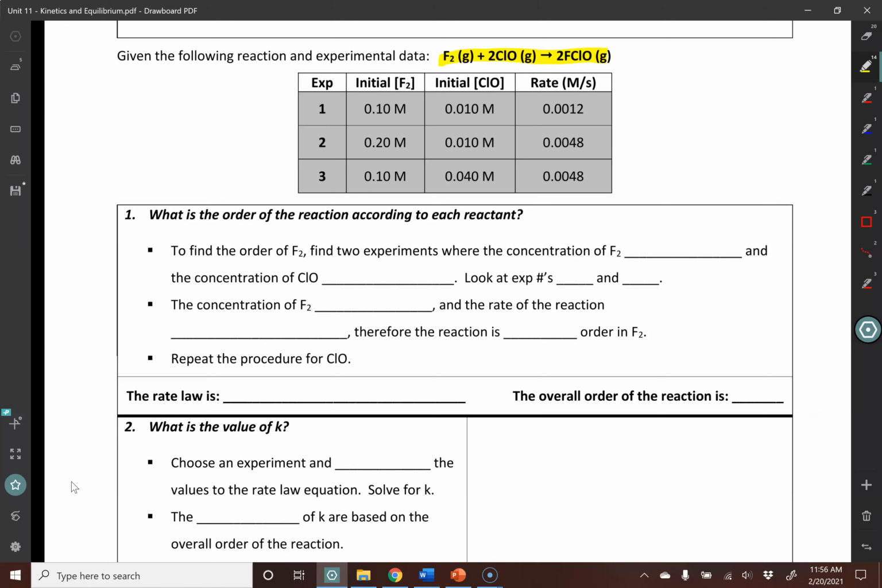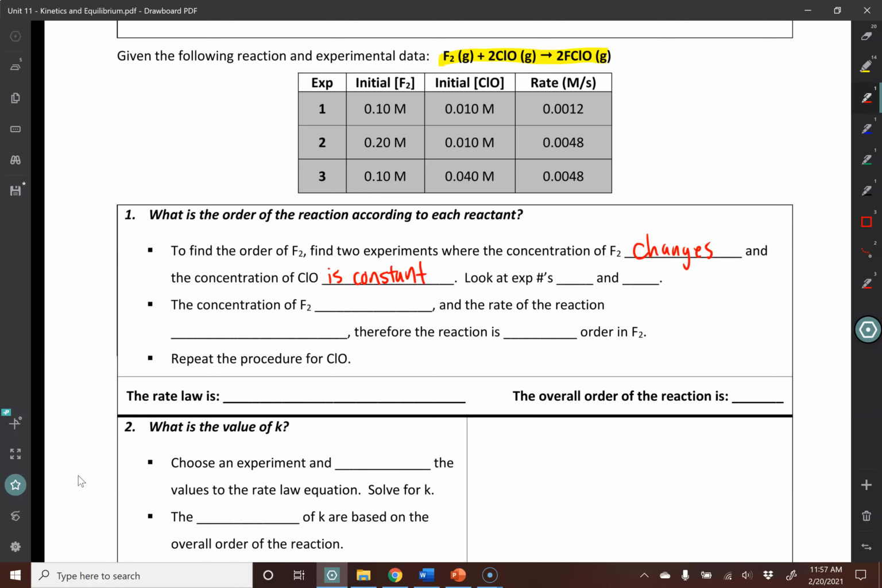We see that the chemist has run 3 different experiments, and they've changed the concentrations of F2 and ClO, and then they've measured the rate of that reaction. So if we're going to try to find the order of the reaction according to each reactant, we're going to have to start to compare some of the experiments. What we want to do if we want to find the order of F2 is to find 2 experiments where the concentration of F2 changes, and the concentration of our other reactant is constant. That way, any change that occurs in the rate, we know is because the concentration of F2 changed.